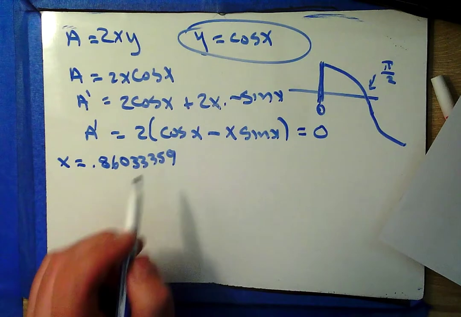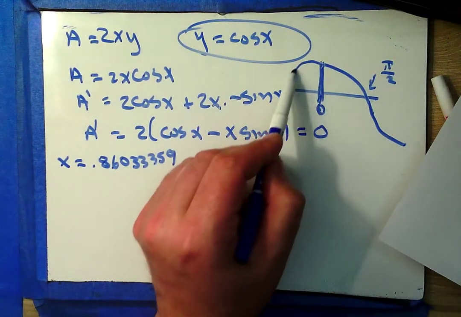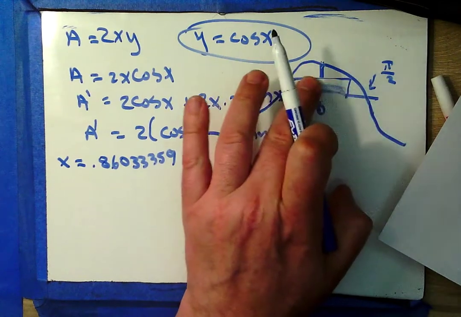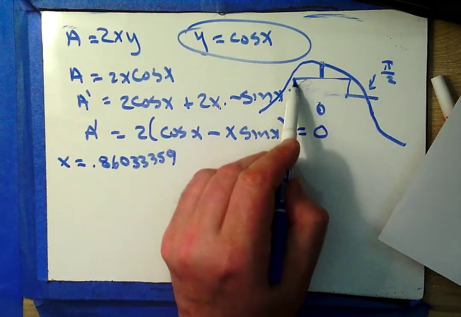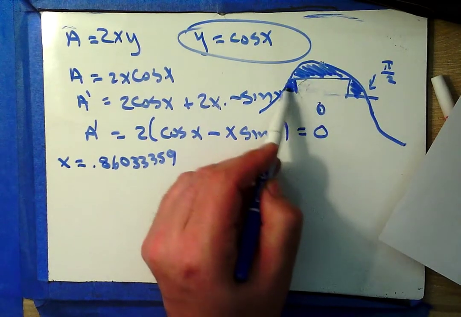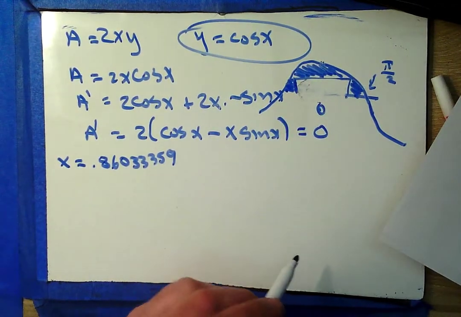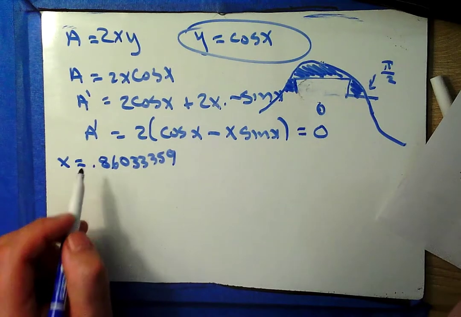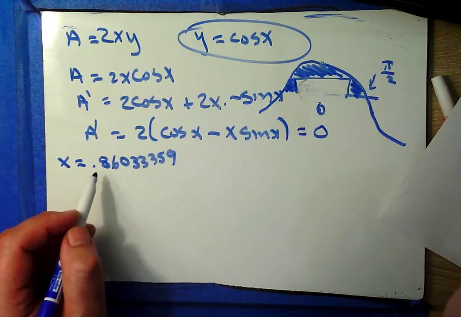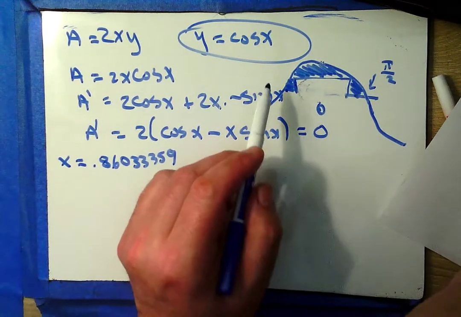And then they ask, what is the minimum shaded area? So let's say, don't shade that in because that's not the shaded area. This is the shaded area. And so what I want to think about now is, now that I know the maximum occurs here when x equals this number, I want to think about this shaded area.